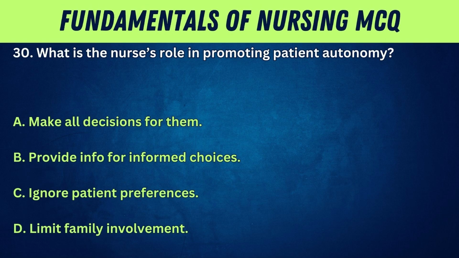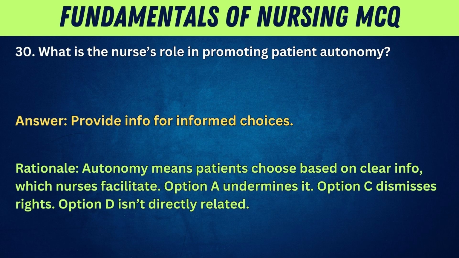30. What is the nurse's role in promoting patient autonomy? A. Make all decisions for them. B. Provide info for informed choices. C. Ignore patient preferences. D. Limit family involvement. Answer: Provide info for informed choices. Rationale: Autonomy means patients choose based on clear info, which nurses facilitate. Option A undermines it. Option C dismisses rights. Option D isn't directly related.